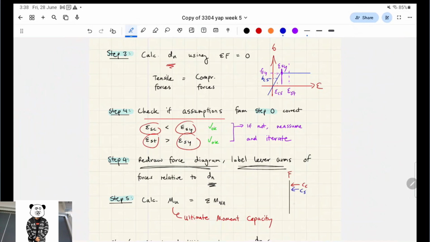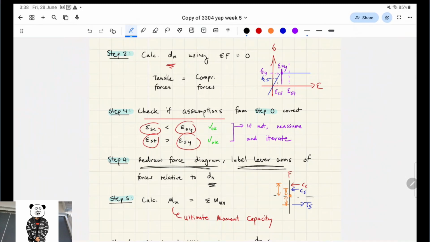Compressive concrete, compressive steel, tensile steel, right? We literally take the sum of the moments about this point. We find these distances here, and we add them up. So that resultant moment is like grouping together all the moments due to those forces, and that will be our capacity for our concrete beam, right?